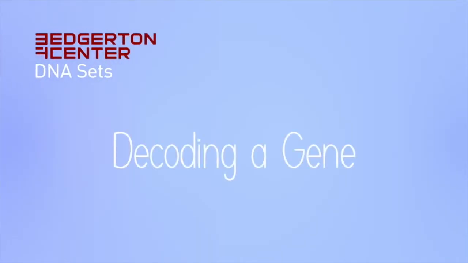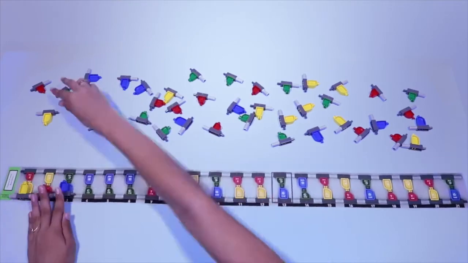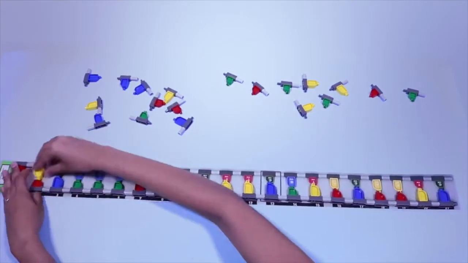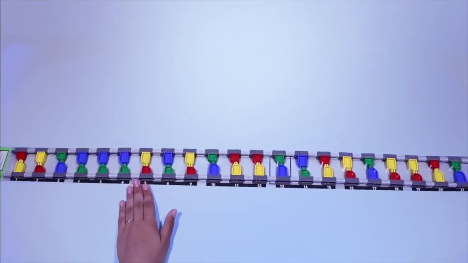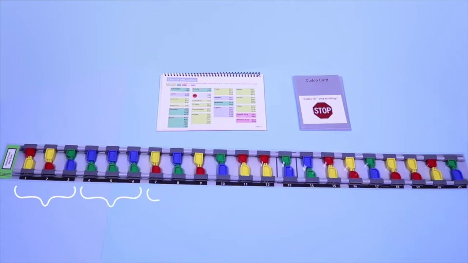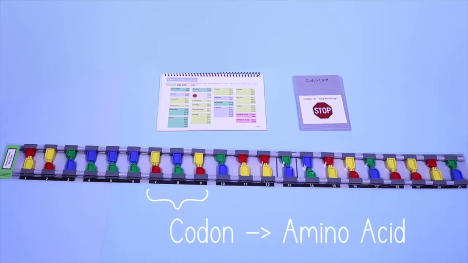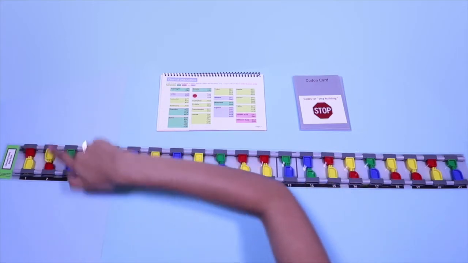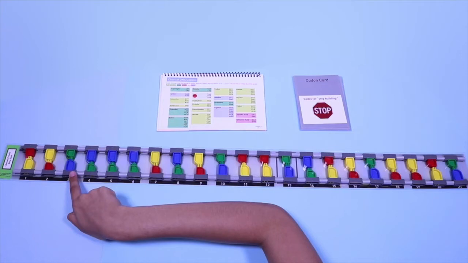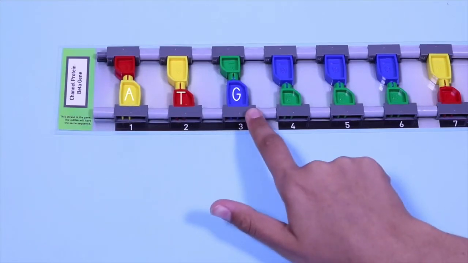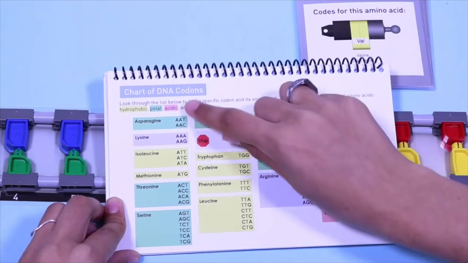MIT Edgerton Center presents Decoding a Gene, to be used with the MIT Edgerton Center DNA set. Build the DNA on top of your gene strip. Check that the nucleotides match the strip exactly. Notice the DNA nucleotides on the bottom of your gene strip are marked in groups of three with dark gray boxes. A group of three nucleotides is called a codon. Each codon codes for a different amino acid. DNA is decoded by reading the gene in the direction of the arrows on the nucleotides. Your first codon should read ATG. Use the chart of DNA codons on page 21 to find the correct amino acid.